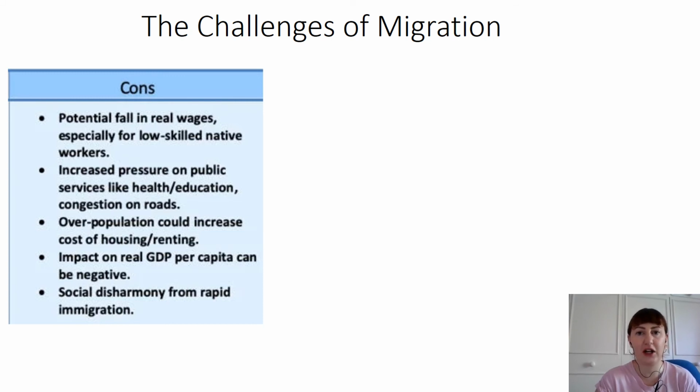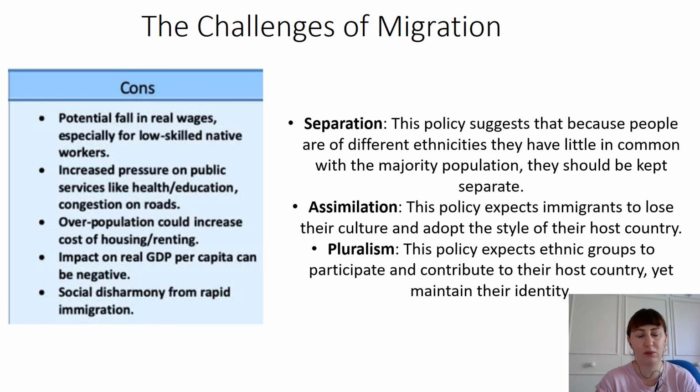Some of the examples are here, and they range from more extreme to more positive toleration. So separation is exactly what it sounds like, a policy that suggests people of different ethnicities have little in common and should keep separate. Assimilation is a policy that expects the immigrants to lose their culture completely to adopt the style of their host country, while pluralism, being the most even, is a policy that expects ethnic groups to participate and contribute in their host country, yet maintain their own identity.